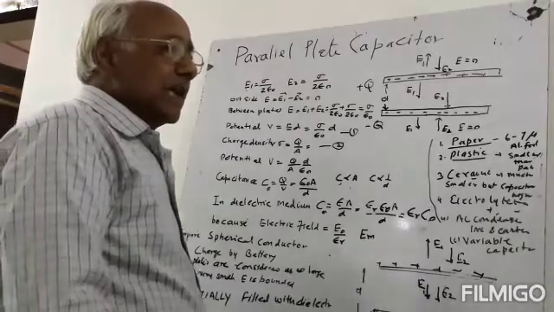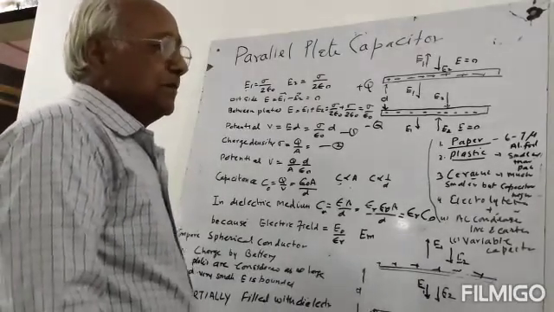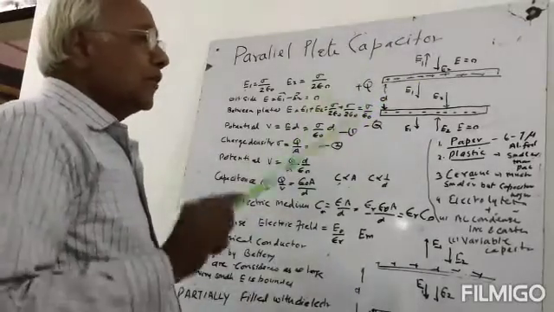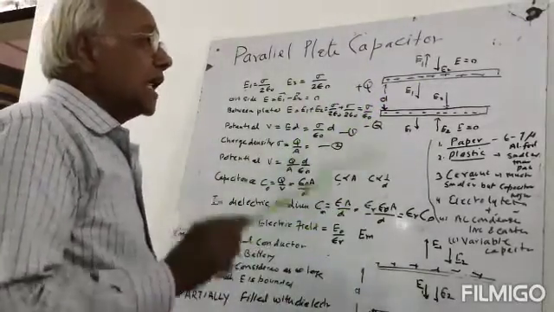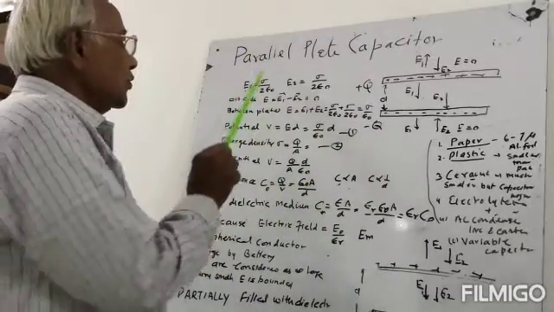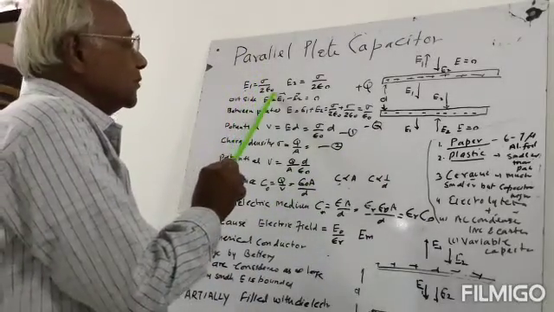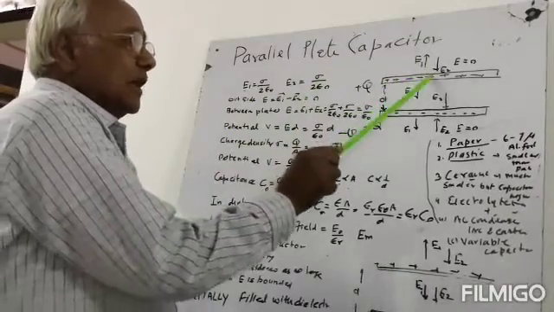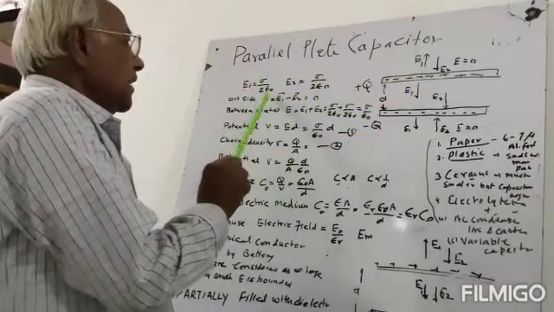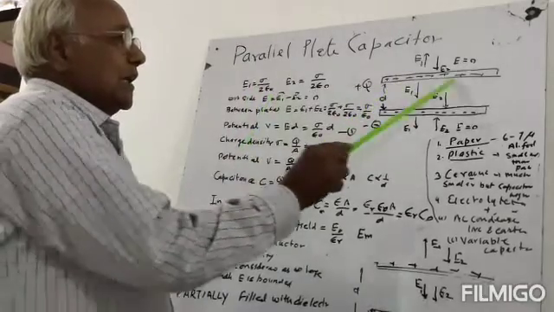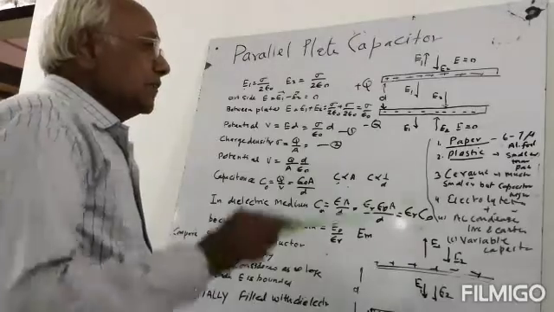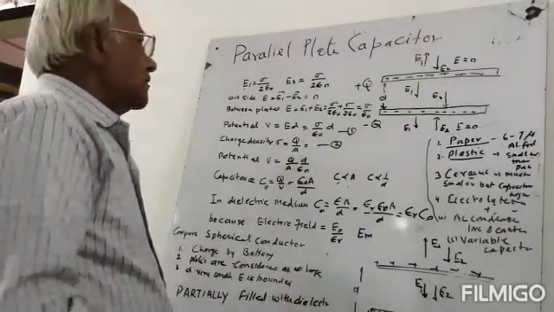For an infinitely charged sheet, the electrical field will be equal to sigma divided by 2 epsilon 0, where sigma is the charge density on the plate and epsilon 0 is the permittivity of the vacuum or air.